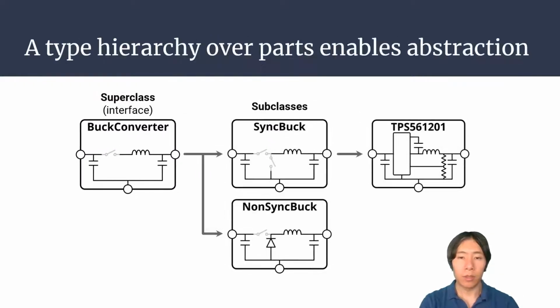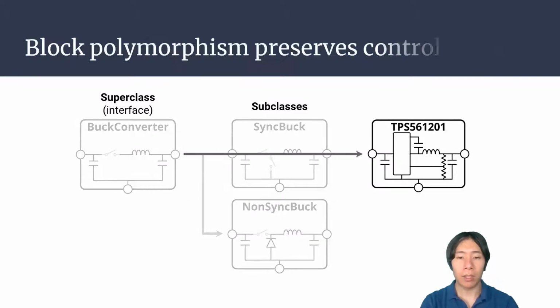A type hierarchy over these parts also enables abstraction. Similar to modern programming languages, this defines categories of parts and, more importantly, high-level interfaces. The buck converter would be an abstract type implemented by subtypes of concrete circuits built around specific controller chips. Functionality-wise, abstract blocks can be substituted or refined with subtypes. This block polymorphism preserves low-level control by supporting generic libraries that leave refinements open to system builders.